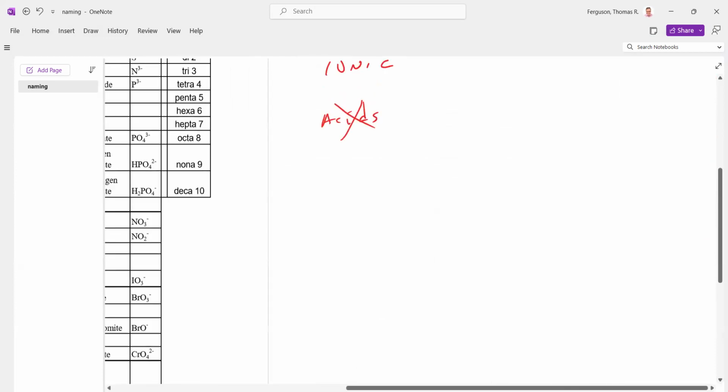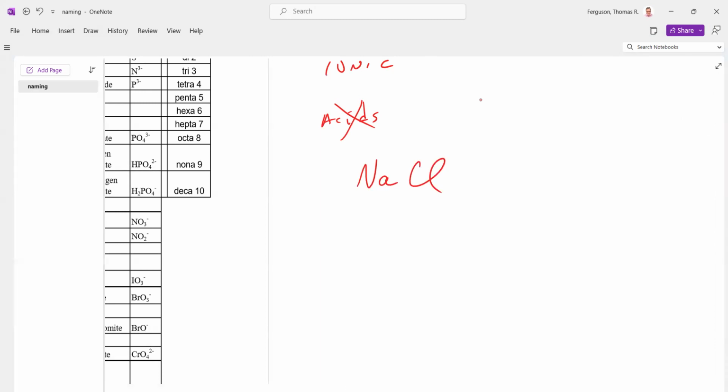Okay, so say we have something like this. Common table salt, sodium chloride. Is that an ionic compound or a molecular compound? Ionic. Sodium is a metal, chloride is a nonmetal. Sodium is a cation, chloride is an anion, so it's ionic.